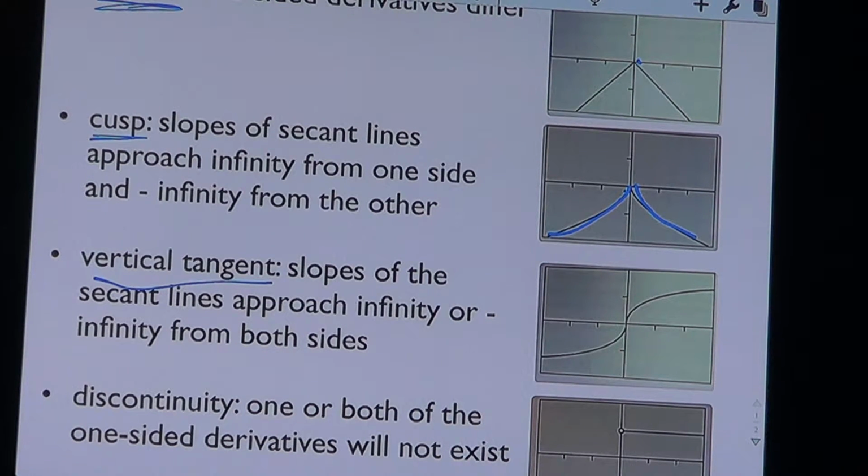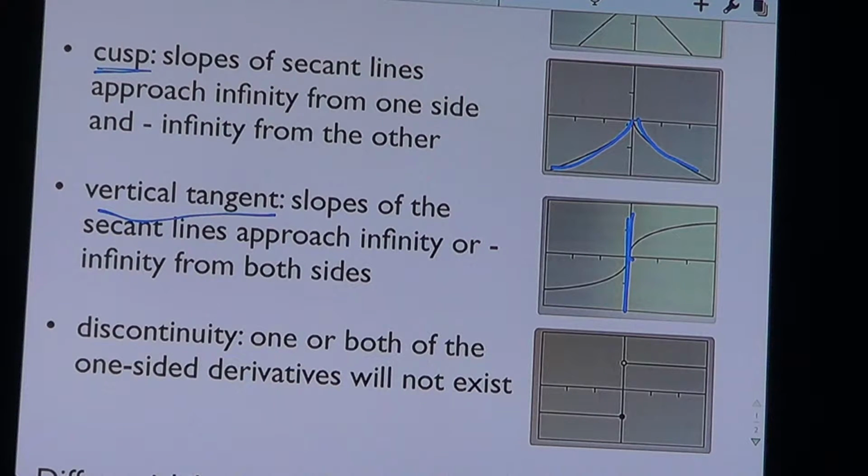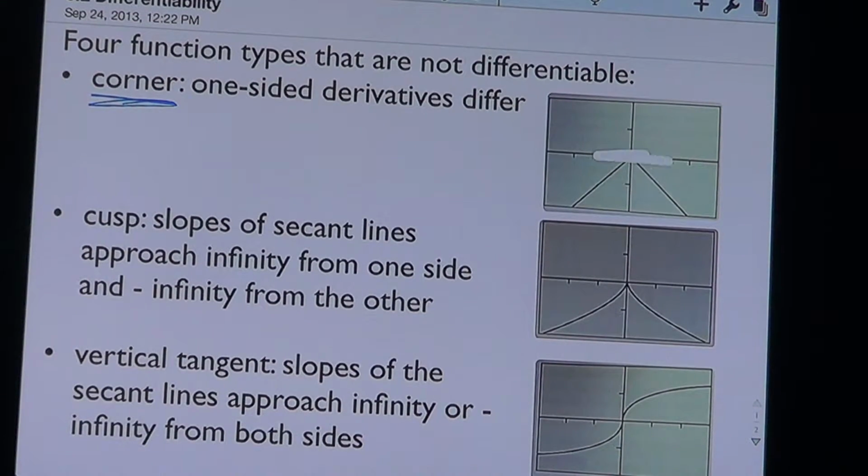Where there's a vertical tangent, like at 0 here, the tangent would be a vertical line. And where there's a discontinuity. So anytime you have a function that's discontinuous, it will not have a derivative at that point. That's basically all I wanted you to get out of that section. If you see anything like that, I want you to recognize that you won't be able to find the derivative of it. Okay?